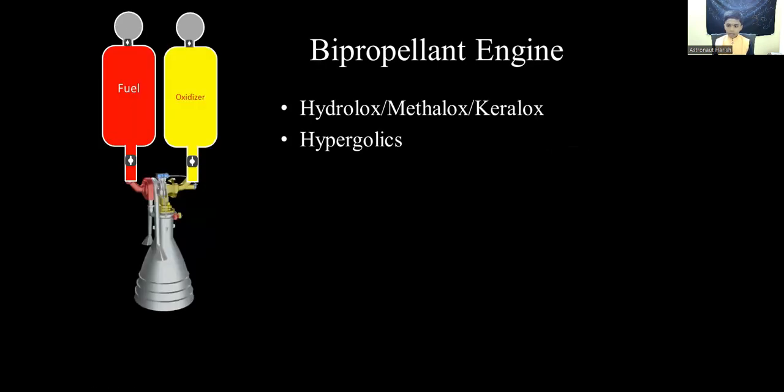Bipropellant engine. This is a type of liquid engine in which we use a fuel and an oxidizer. We mostly use hydrolox, methalox, and kerolox. But we also use hypergolics. Hypergolics are fuels which combust together on contact.